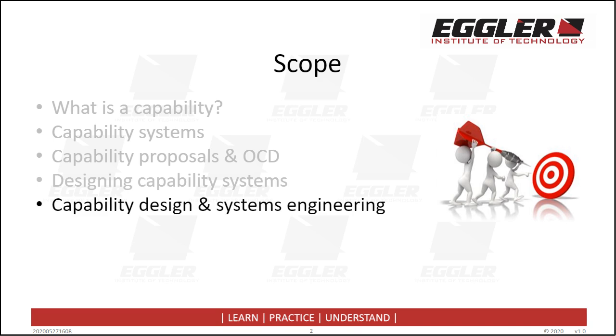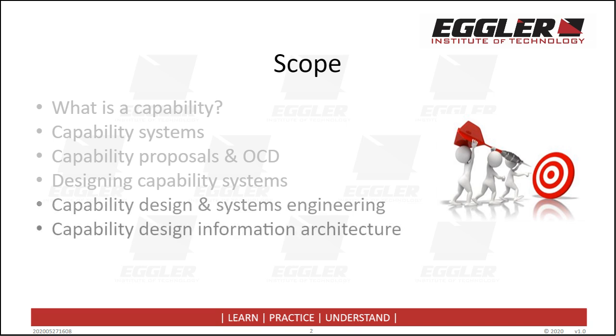The capability proposal also provides the essential bridge between the operational and system domain. This work, which is often referred to as front-end system design, takes place within the well-established systems engineering framework. I will also spend some time considering the importance of using a coherent capability design information architecture. Such architectures greatly assist in the systematic capture of large amounts of information generated during the capability design process.